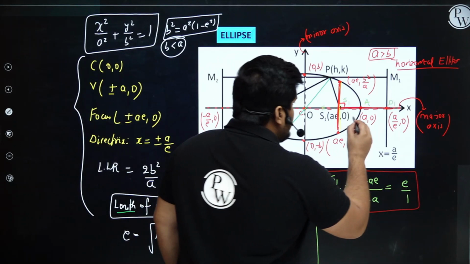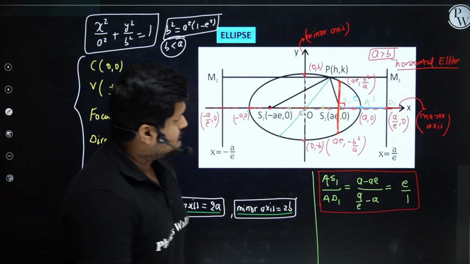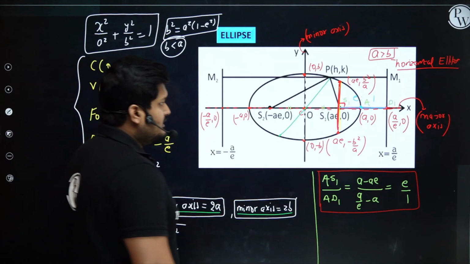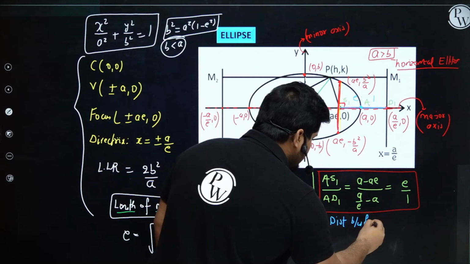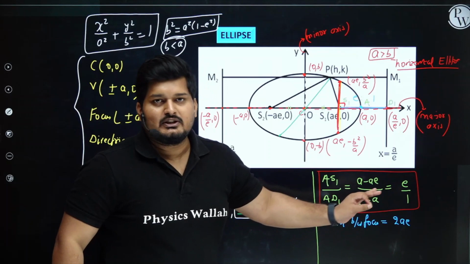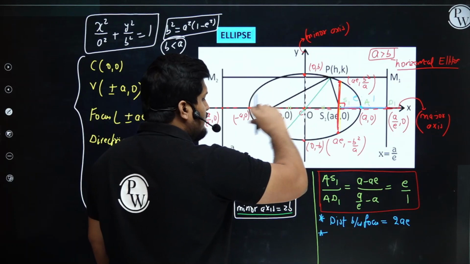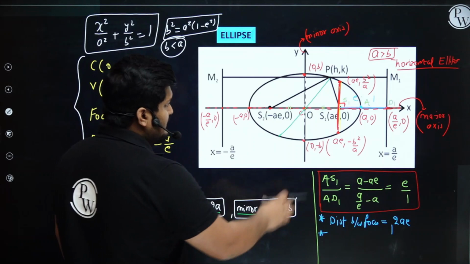Okay, so the vertex is dividing the line joining focus S1 and D1, focus and foot of directrix, in the ratio e:1. This is also one important piece of information. Then apart from that, the distance between foci will always be 2AE, irrespective of the form of ellipse. I mean horizontal form. In general, we can always take it as 2AE. For the vertical ellipse it will obviously be 2BE, but your distance between foci is 2AE.